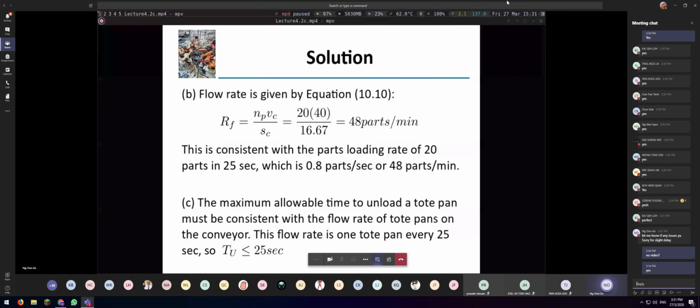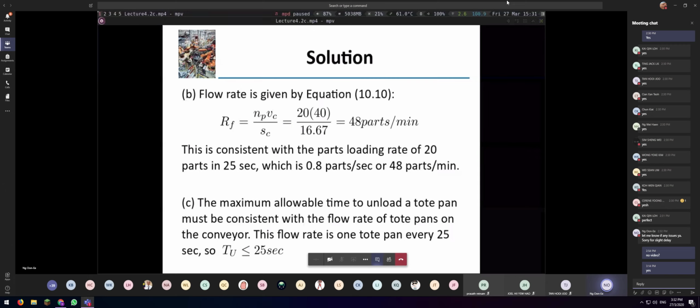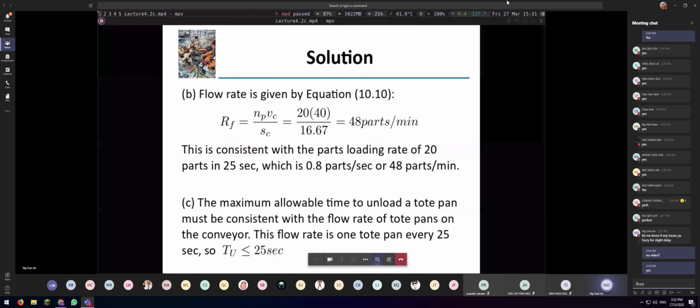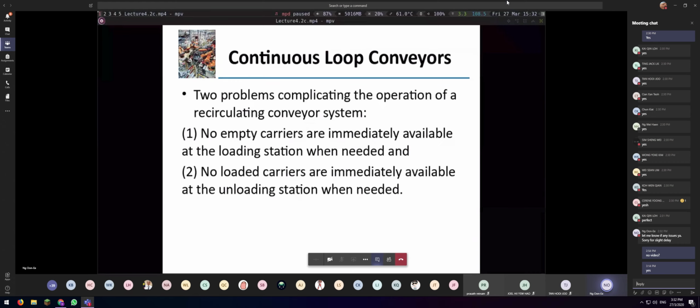Because there's 48 parts per minute, then the maximum allowable time to unload the tote pan, to unload the pan itself, not the parts, depends on the flow rate of the pans themselves. Okay, so don't be confused between the part flow rate and the pan flow rate. And this flow rate is every 25 seconds, one pan will come along. And so your time to unload must be less than or equal to 25 seconds. If it takes longer than 25 seconds to unload, then you need to multiply the workers to do the unloading. Okay, so that's for a single direction conveyor.